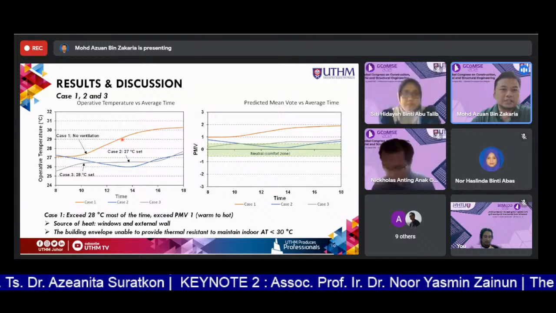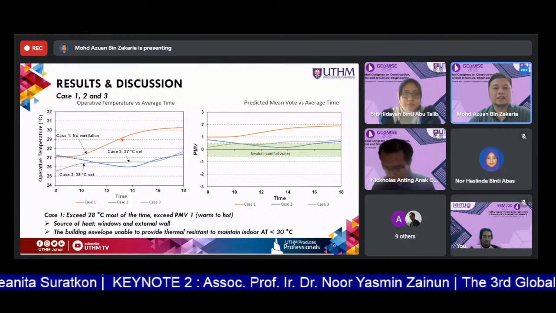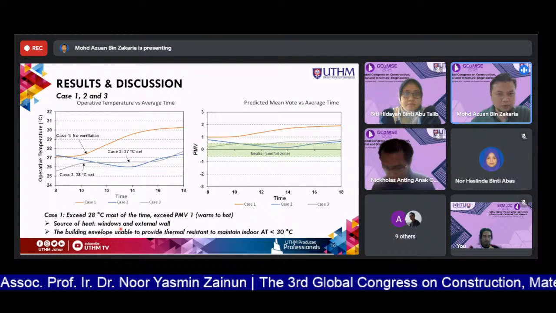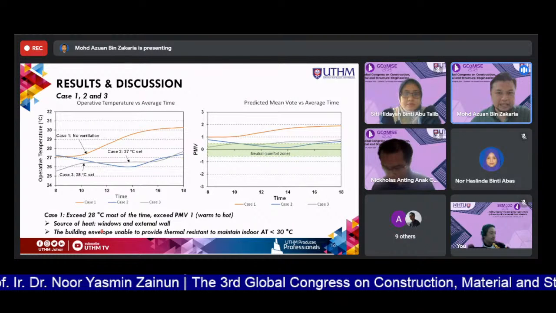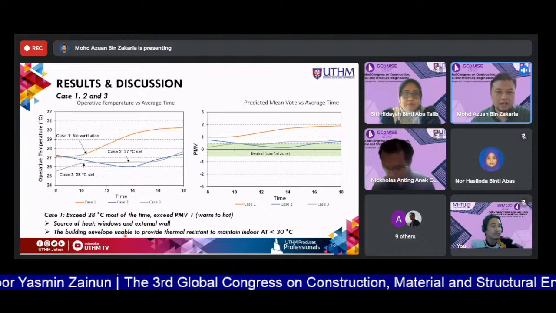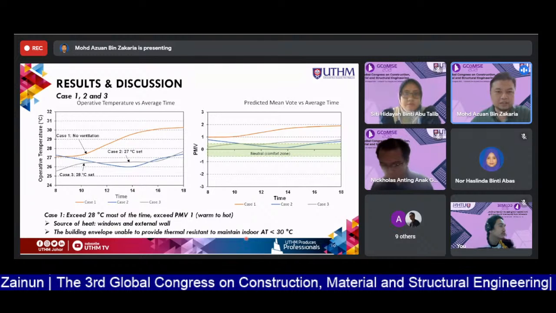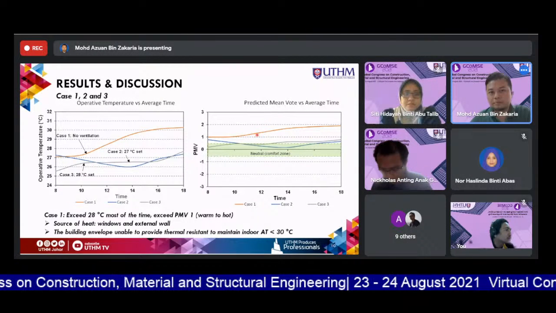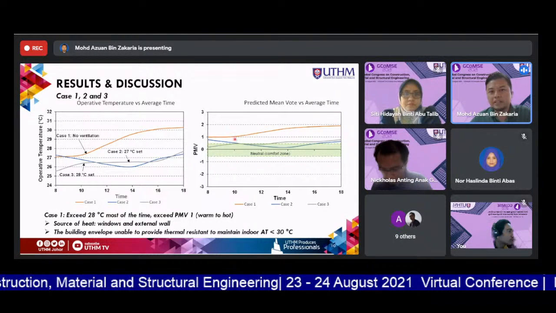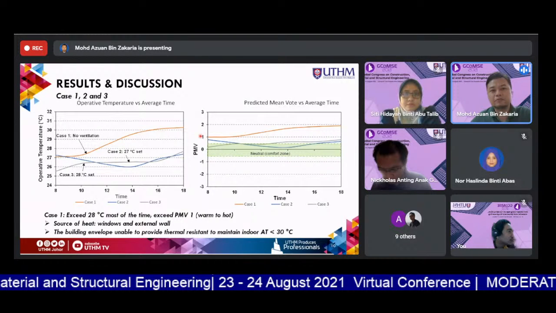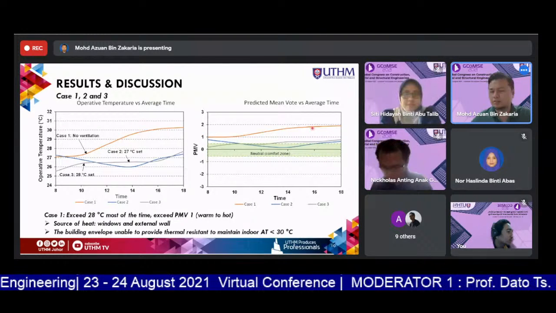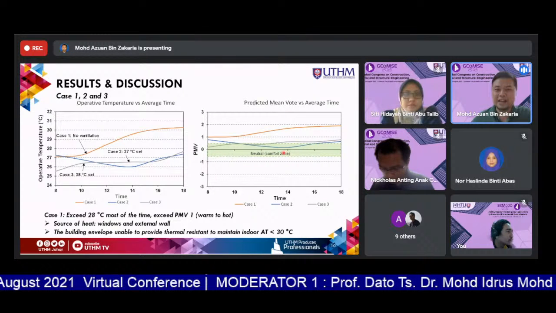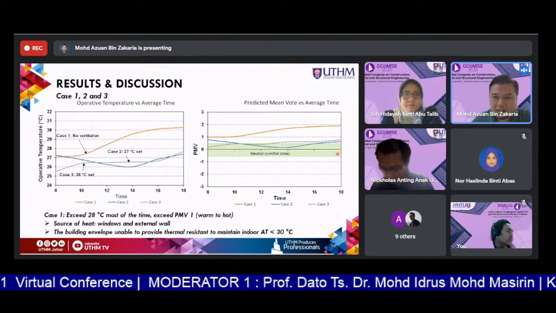So in this office design, it can exceed 30 degrees Celsius. The source of heat is mainly from the window and external wall, and the building envelope itself is unable to provide thermal resistance to maintain indoor air temperature below 30 degrees Celsius. If you look at the right side, the thermal comfort assessment is PMV 1 and above, which is a slightly warm to hot condition. So the ideal is the neutral comfort zone.